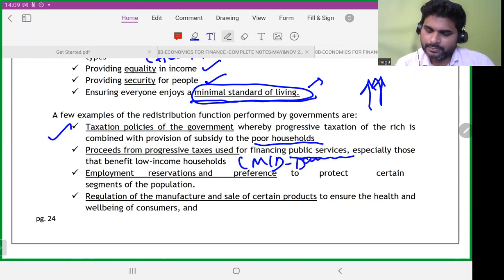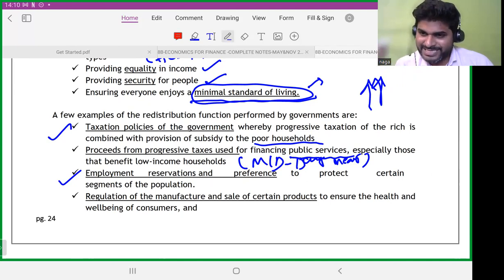Midday meals in the government schools. Employment reservations, a very tricky subject, but employment reservations are also equitable distribution of opportunities. You might question it, it is a very sensitive topic and I don't want to touch it, but about the employment provisions, a lot of times people question what is the use of reservations.